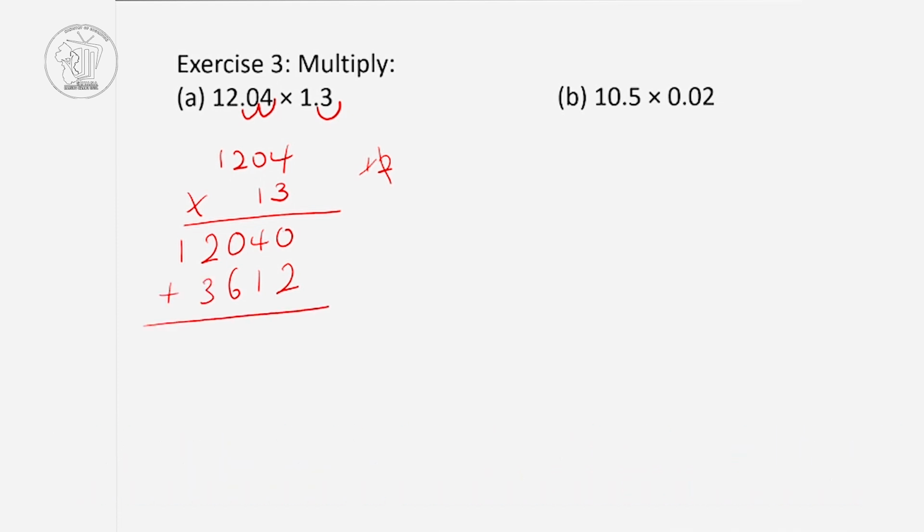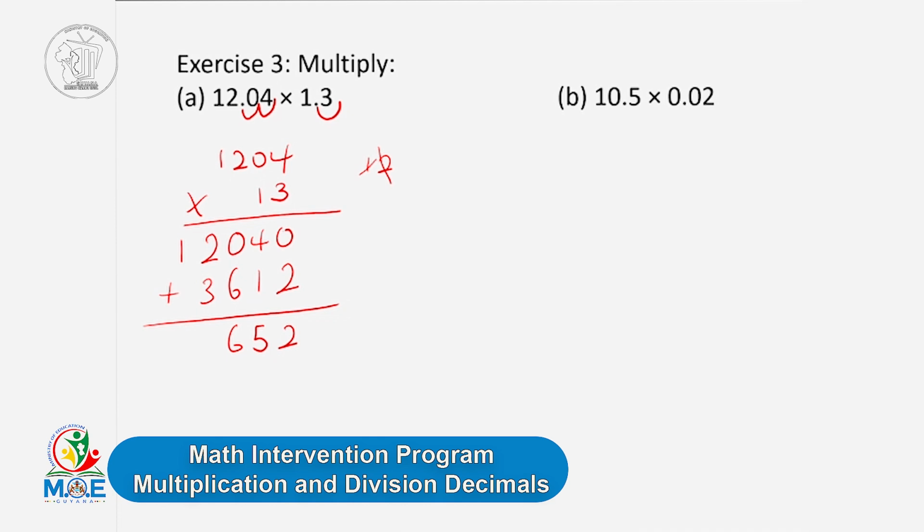Then I add those two together. So 2 plus 0 would be 2. 4 plus 1 would be 5. 6 plus 0 would be 6. 2 plus 3 would be 5. And 1 plus nothing, 1 plus 0 will be 1.